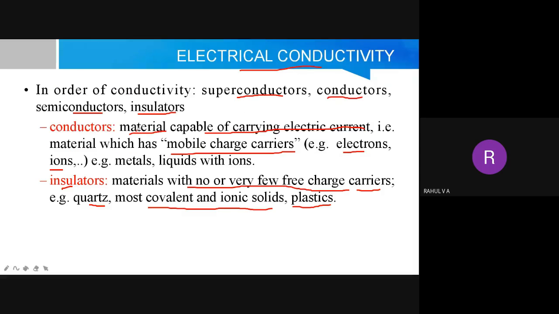So broadly, in the order of conductivity, the materials are classified into four: superconductor, conductor, semiconductor, insulator. You may have studied conductor, semiconductor, insulator already, but maybe you are not aware of superconductor. Conductors are those materials where there are free electrons, or free mobile charge carriers, and it conducts electricity. Examples are metals. Metals are the most common examples of conductor. And there are liquids which have some ions, like electrolytes, which will conduct electricity.